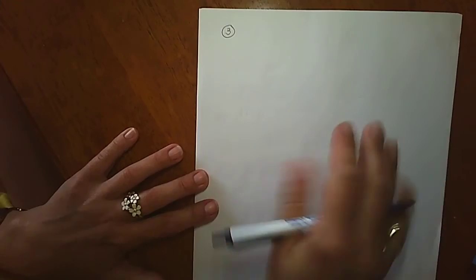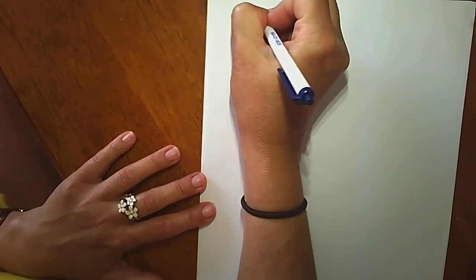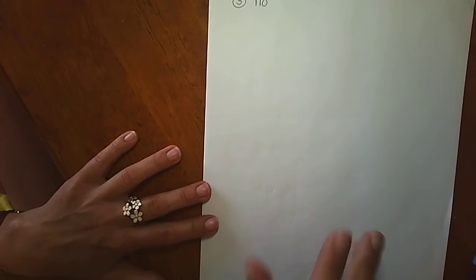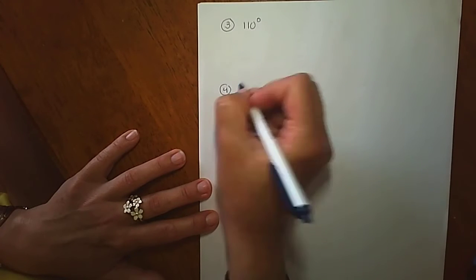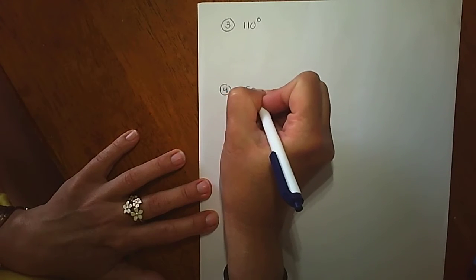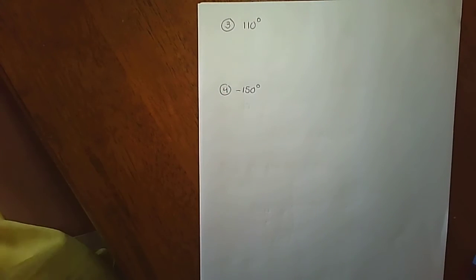Okay, so let's try a couple more. I would like you to do 110 degrees. And after you do 110, I would like you to do negative 150. All right, so pause the video, give these two a try, and then turn me back on.